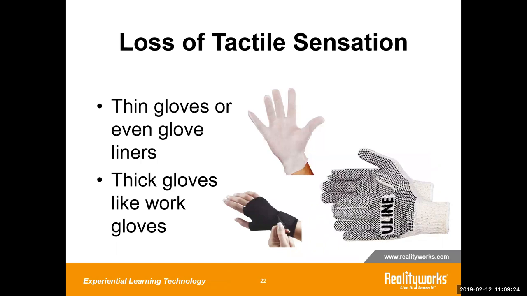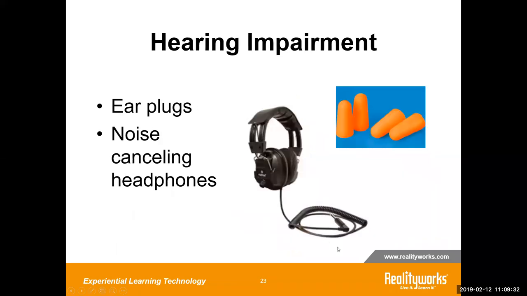Now, for hearing impairment to simulate that, you could easily use earplugs or noise-canceling headphones. Things like tinnitus, you know, the ringing in the ears, could be simulated by simply playing a sustained high-pitched noise of some sort. Hearing loss over time could be simulated by gradually turning down the volume on a device or using music or the sound of voices.